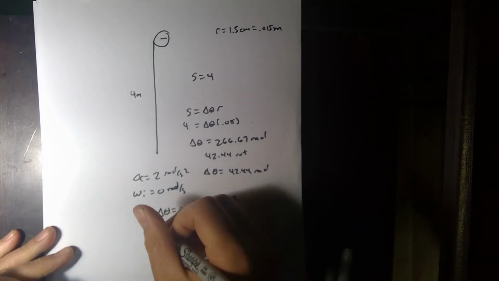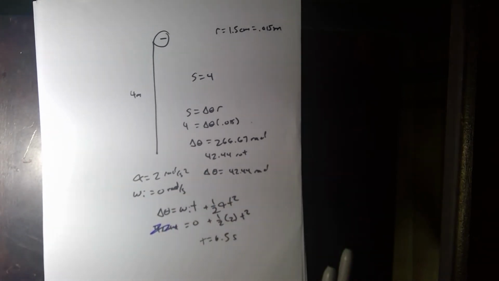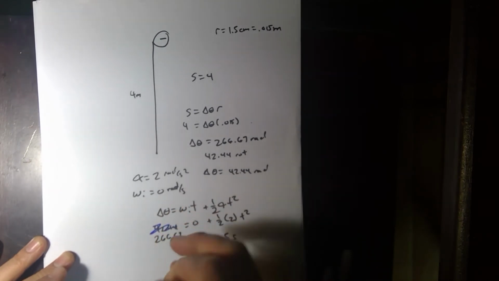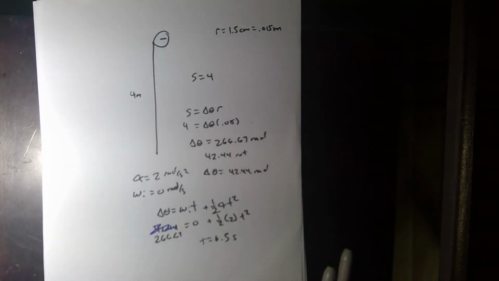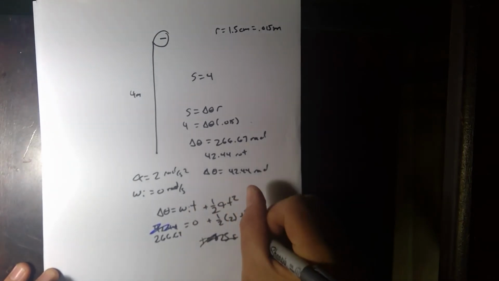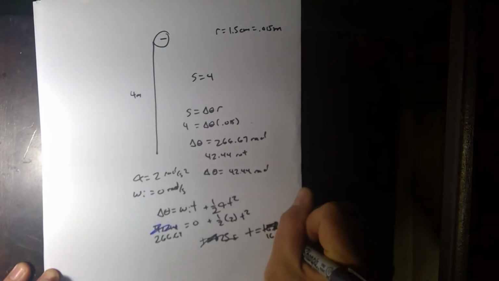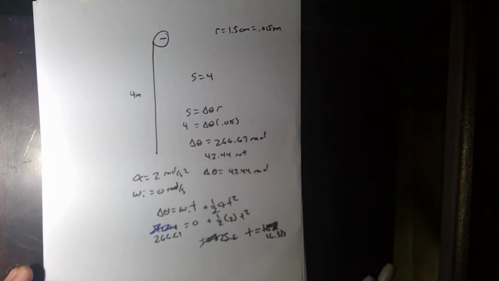I'm an idiot. I'm in rotations here. I need to be in radians. 266.67 radians. Now I'm willing to bet it's going to work out. You know, if I knew how to edit the videos, I'd totally cut that out and act like I knew what I was doing. 16.33 seconds. All right, so we're about 7 minutes in.